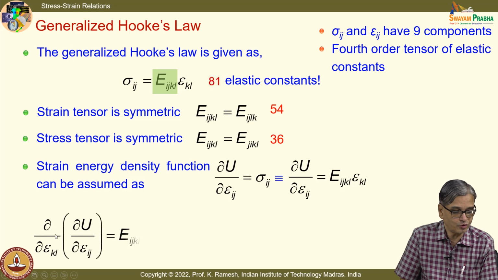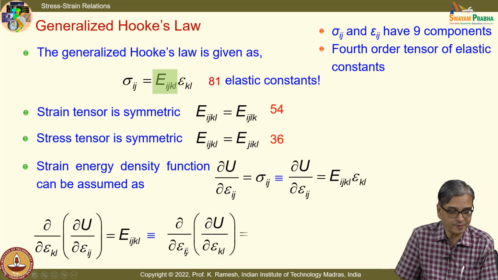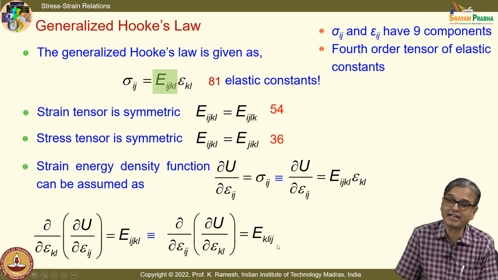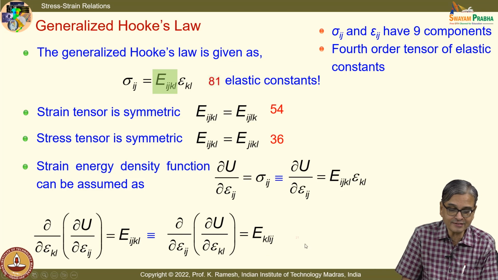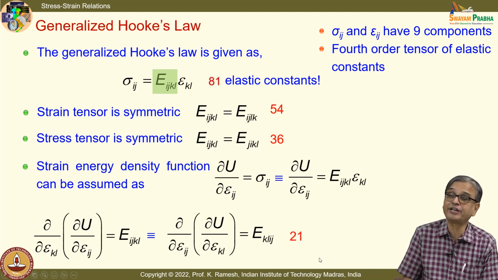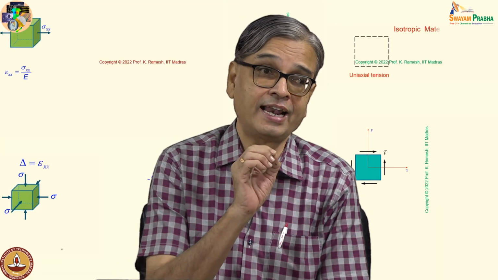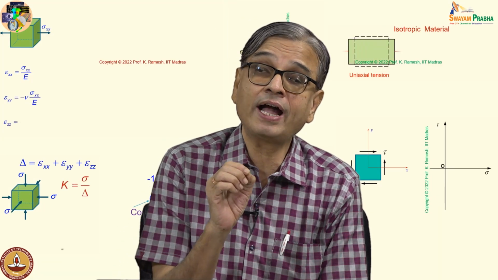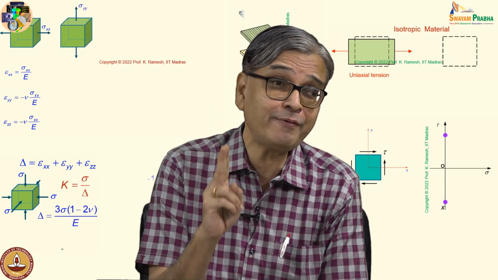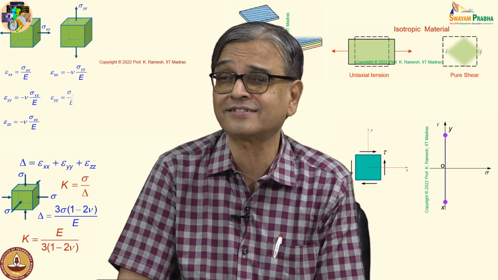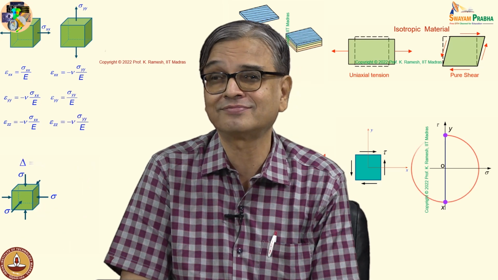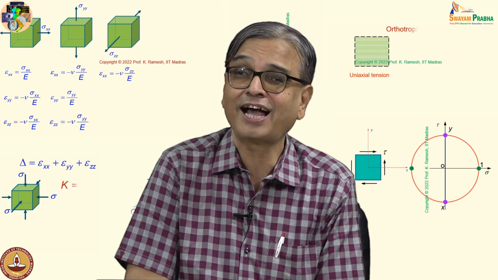So that is what I am going to do. I am going to differentiate with respect to epsilon kl, and then I am going to differentiate with respect to epsilon ij. The order does not matter. So this gives me a condition, ijkl equal to klij. That reduces my elastic constants to 21. So an anisotropic material requires a minimum of 21 elastic constants to characterize. Where is 21 and where is 2? Don't you feel that you are handling an isotropic material?